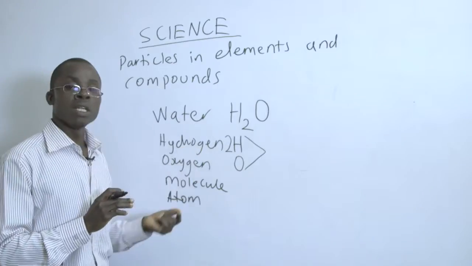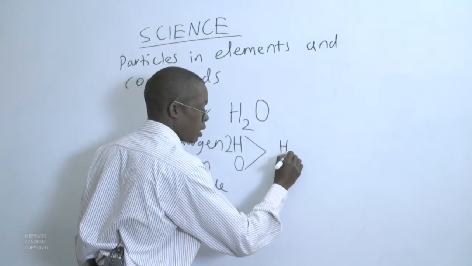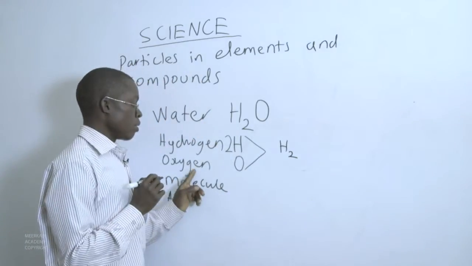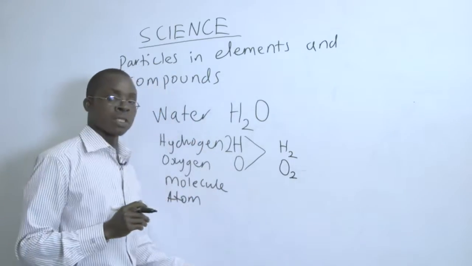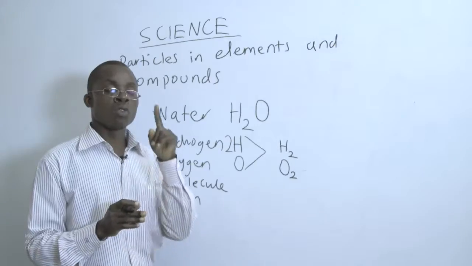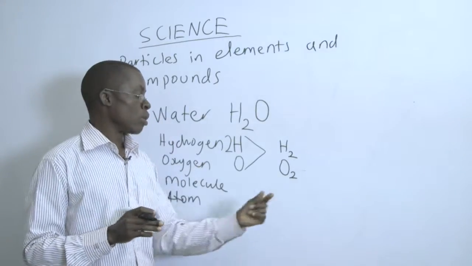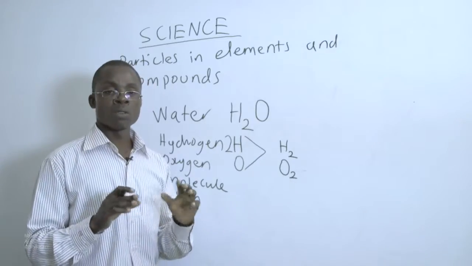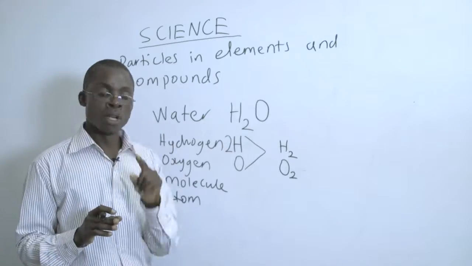So hydrogen will exist as hydrogen gas. Oxygen will exist as oxygen gas. As you can see, we are seeing 2 hydrogen atoms coming together to form 1 particle by the name hydrogen molecule. 2 atoms of oxygen coming together to form 1 particle by the name oxygen molecule.